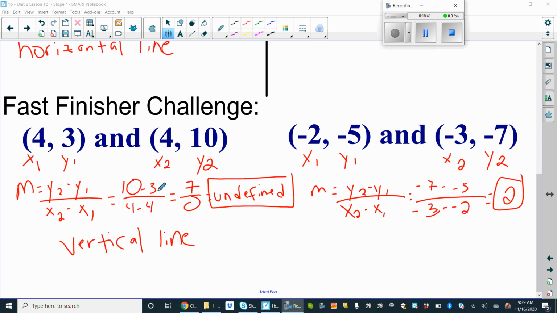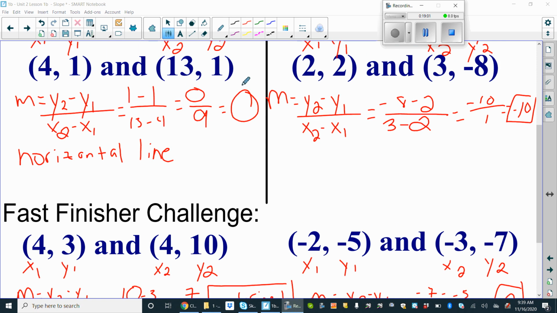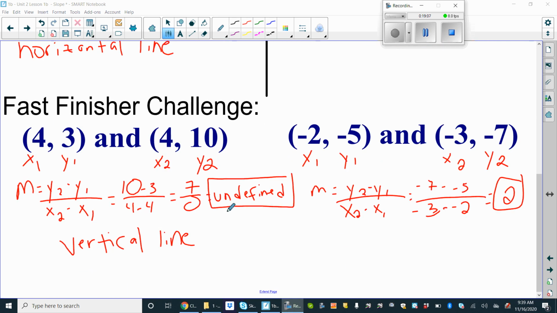So since we cannot calculate it, the slope is undefined. So the answer would be undefined. That's a vertical line, which has an undefined slope. So if you type it into the calculator and get divide by 0 error, your answer is undefined. If you type it into the calculator and you get a 0, the answer is 0. Those are two different lines. 0 is a horizontal line and undefined is a vertical line.